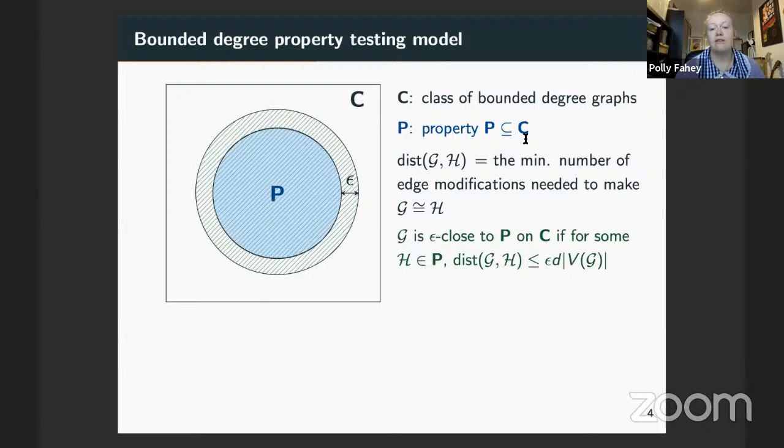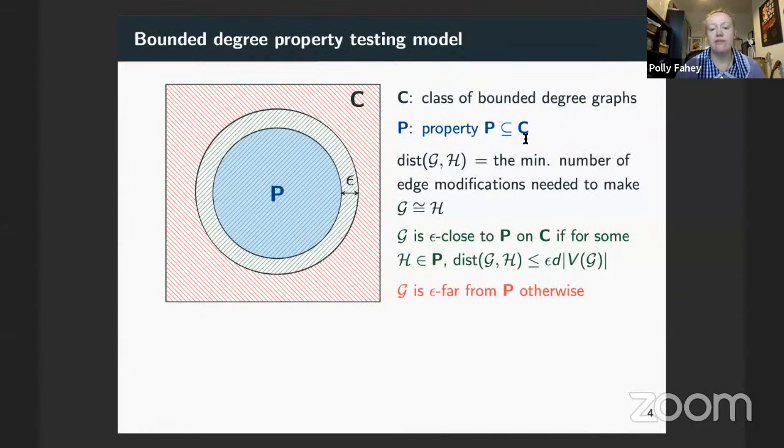Then we say that a graph is epsilon close to the property P on C, where epsilon is just some small number between 0 and 1, if there exists a graph H which has the property such that the distance between G and H is at most epsilon times D, where D is the degree bound, times the number of vertices of G. And this is essentially just an epsilon fraction of the total possible number of edges in the graph. We then say that G is epsilon far from P if it's not epsilon close.